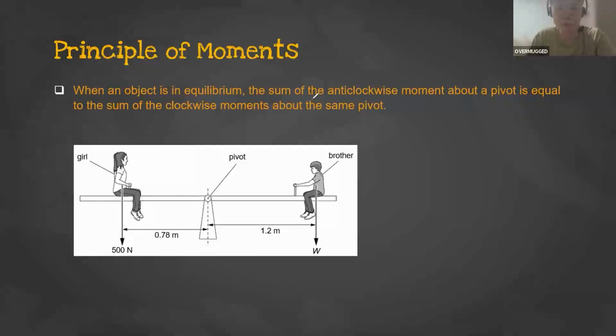And the principle of moments states that when an object is in equilibrium, meaning balanced or stationary, the sum of the anti-clockwise moments about a pivot is equal to the sum of clockwise moments about the same pivot. So this one, in terms of trend, is one of the highest, very commonly tested. Please go and study.